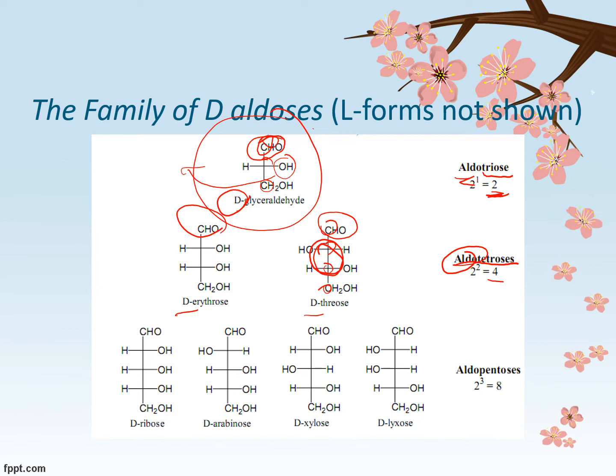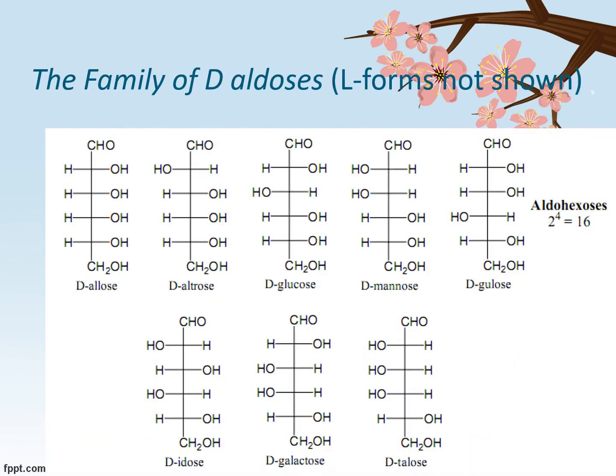So the hydroxyl group farthest away from the aldehyde group here is on the right, so D. For the L type, the OH is on the left. Similarly for aldopentose here. Next is aldohexose. It has 16 possible stereoisomers, in which 8 shown here are the D type, and another 8 are the L type, which is the mirror image of this D type.